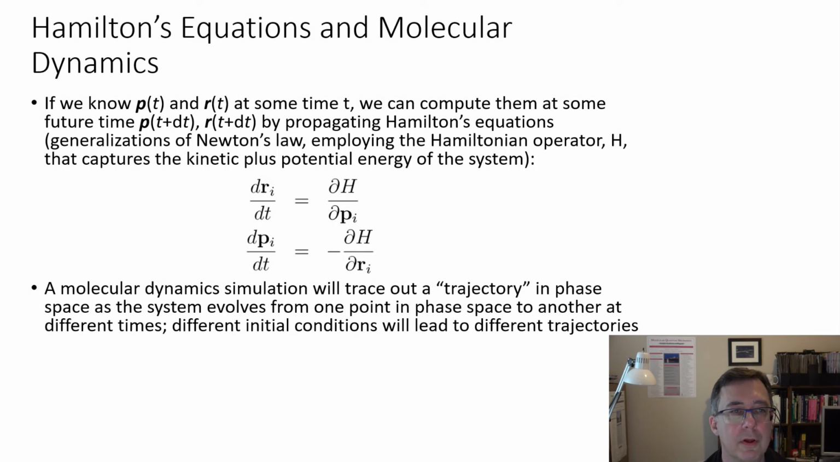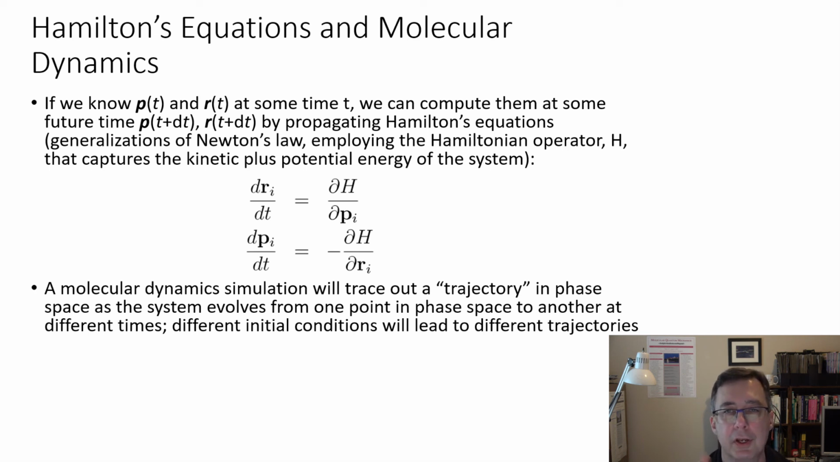Okay, so let's talk about Hamilton's equations, which are the more generalized form of the equations of motion. So if I know P at time t and R at time t, so all the momenta and all the positions at a given t, then I can figure out what they ought to be at some future time, as long as the future time isn't too far in the future, and as long as I know P and R accurately, I can use Hamilton's equations to calculate what they will be at a future time.